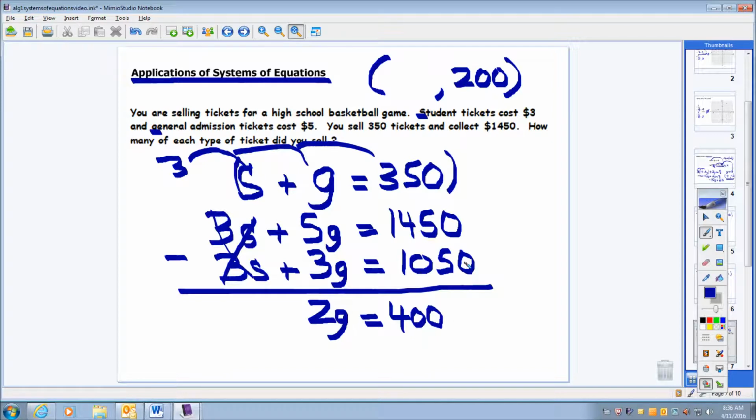So anyway, another good thing about a word problem is if this is 200, getting the second variable is really easy. If we know they add up to 350, we've already sold 200 here, so this has to be 150. So we sold 150 student tickets and 200 general admission tickets. And you can check it, just plug everything back in and you'll get it.